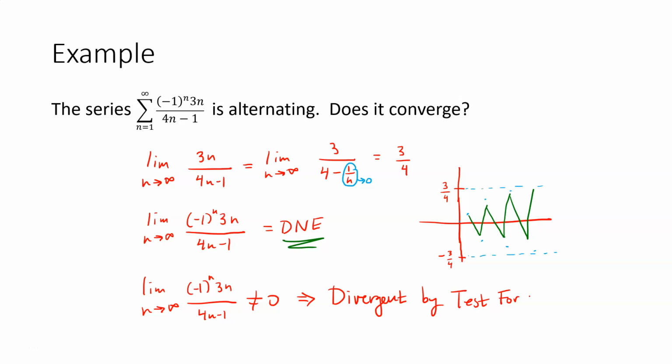Remember, the test for divergence just requires us to check that as n goes to infinity, the terms of the series go to 0. If they don't go to 0, then we can say right away that the series is divergent.